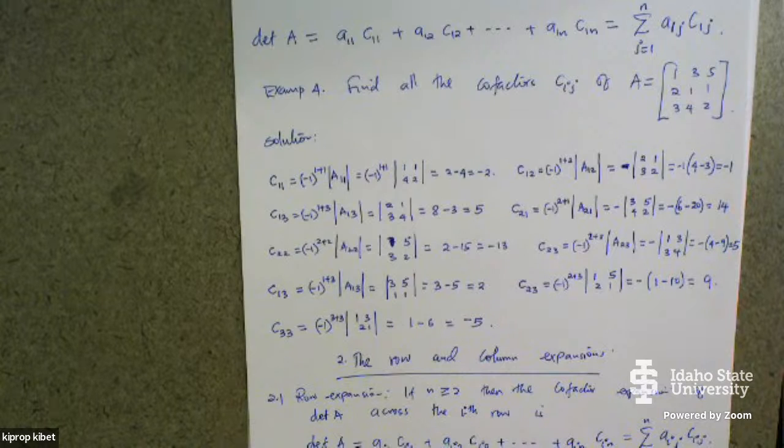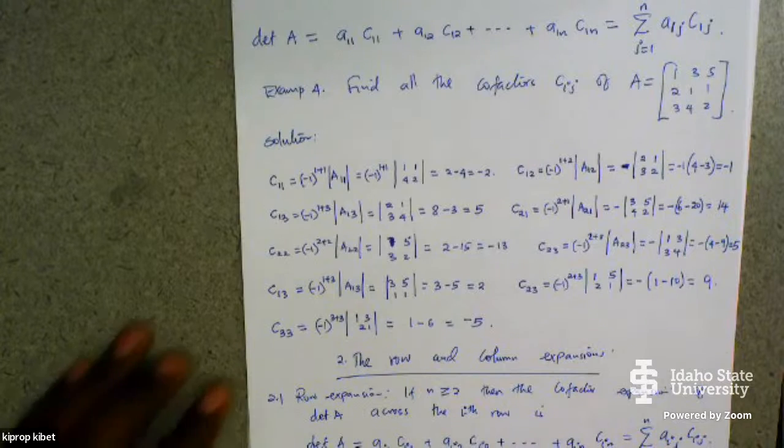This is just taking the cofactor. If you use the first row, then it will just be a_11 C_11 plus a_12 C_12, and so on. You're just using the first row, as long as you solve the cofactors. So you can use the row.